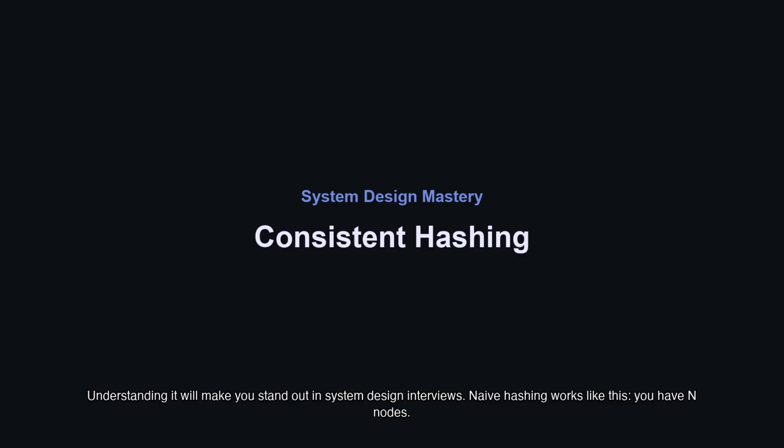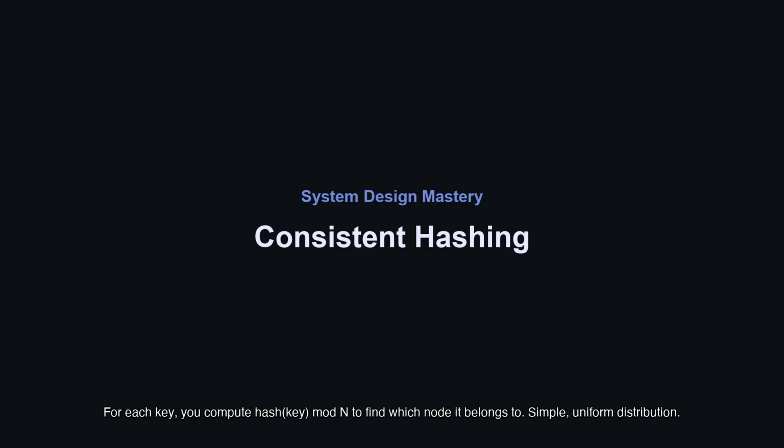Naive hashing works like this. You have n nodes. For each key, you compute hash(key) mod n to find which node it belongs to. Simple, uniform distribution. Works perfectly until n changes.